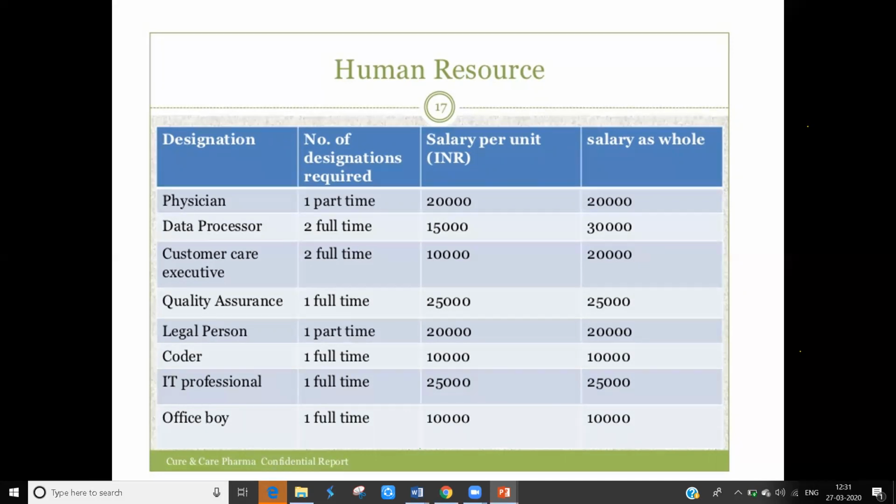And also the data processor can be there. Two full time should be there for processing. Again, the salaries you can see there. And also a customer care executive to interact with the people and all those things, full time. And the quality assurance person has to be there. So any process that's going on, QA should be there. So QA and QC, quality control. Quality control is not required here much because of quality assurance.